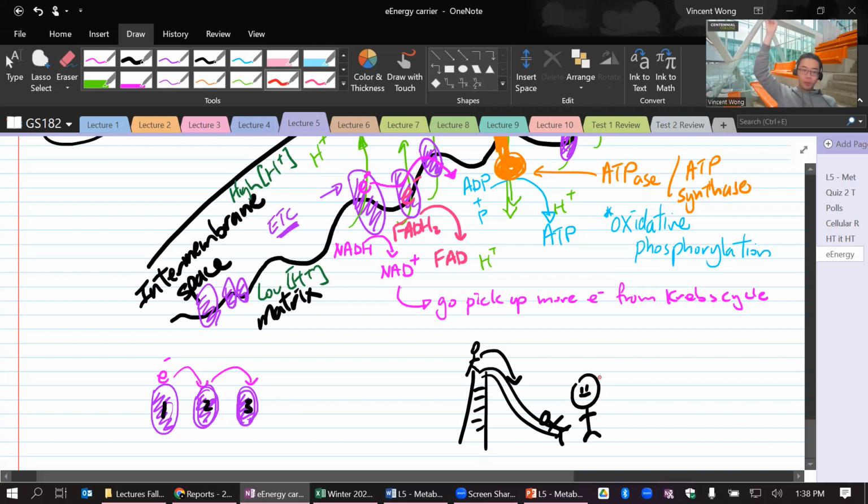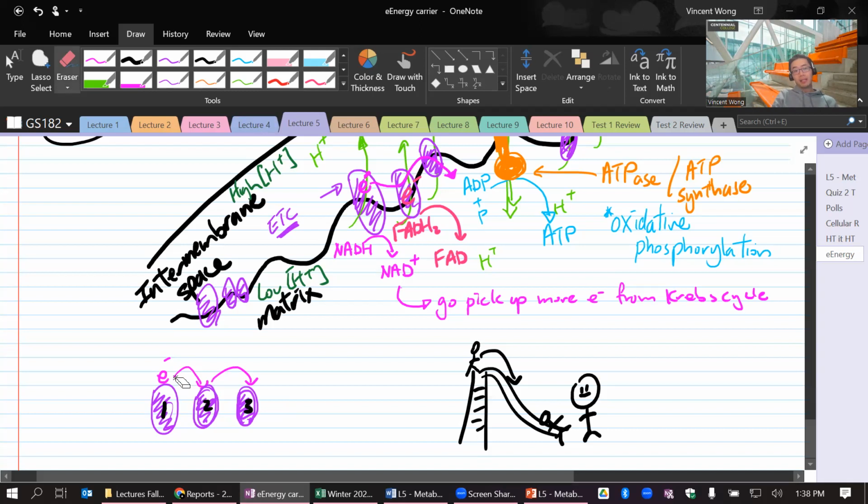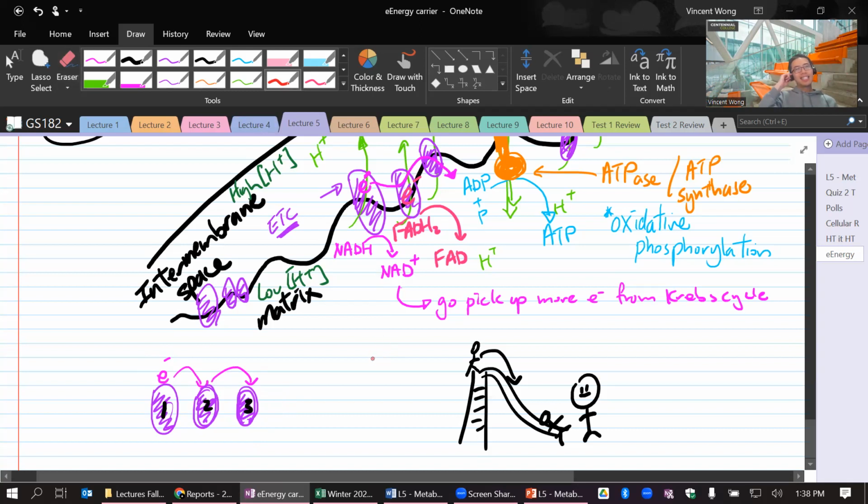The NAD was responsible for picking up the electron along the way, right? From step 1, step 2, and step 3. But ultimately, where will the electron go? Think about the overall reaction. Ultimately, the electron started on the glucose, but eventually it will go to where? ATP? Good try, not quite.